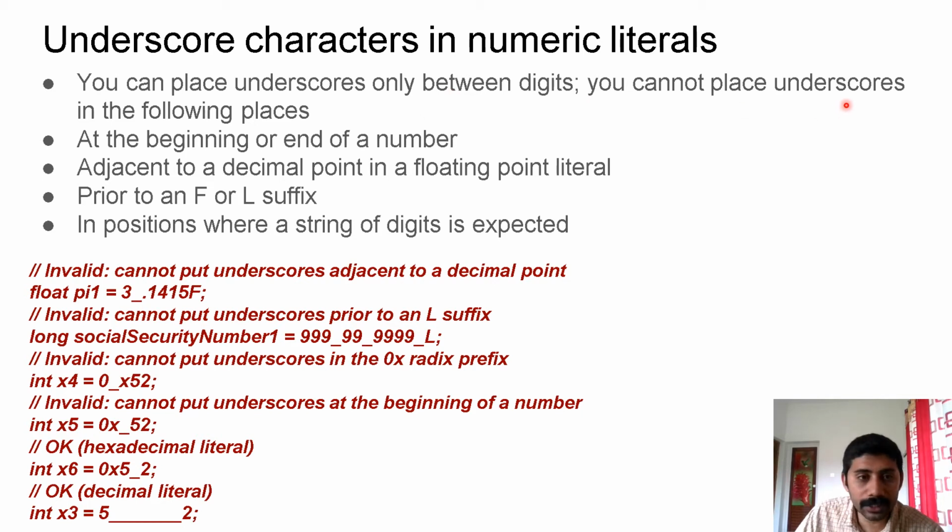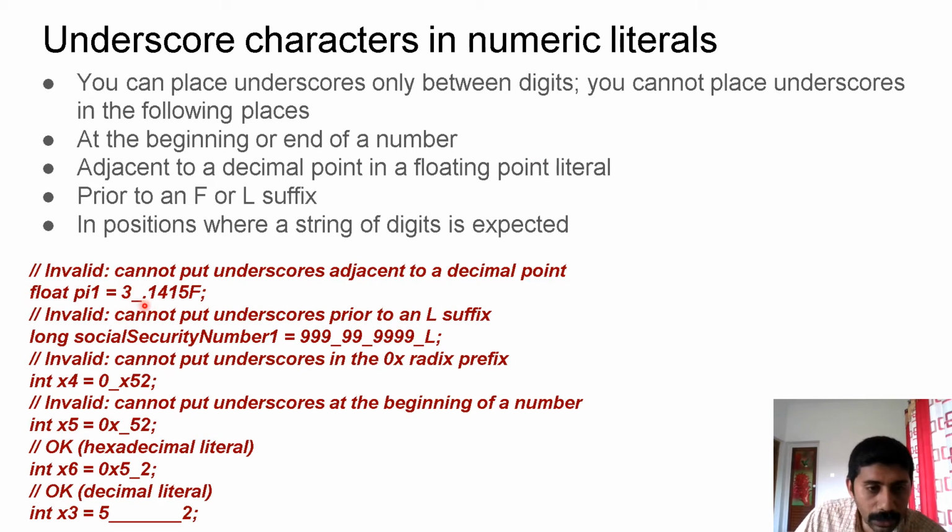You cannot place the underscore in the following places: at the beginning or end of a number, that is not allowed; adjacent to a decimal point, that is also not allowed; prior to an F or L suffix. See, the rule is very simple. Both sides should be a digit. Okay, let us see one example.